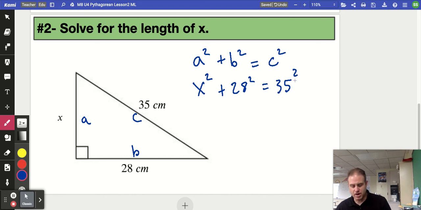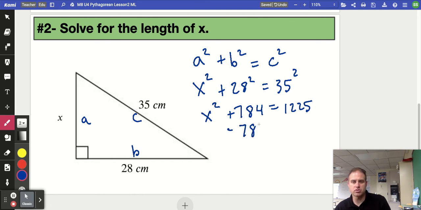So I'm going to go ahead and square my 28. We can't do anything yet with our x squared. So 28 squared is 784. 35 squared is 1,225. Now, to get x squared alone so I can square root, we are going to subtract the 784 from both sides.